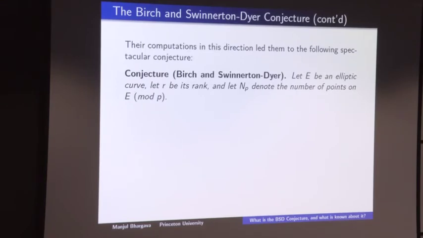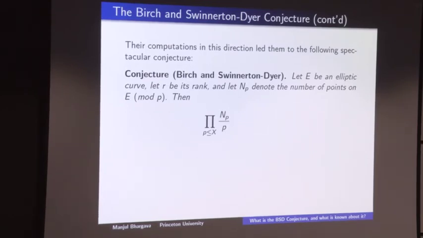It says that if E is an elliptic curve, y squared equals x cubed plus ax plus b, and if r is its rank, and if Np denotes the number of points on E mod p, so Np is about p, but not exactly, then suppose you take Np over p and multiply all these Np over p together for all p up to some large number x. So if the rank is small, then each Np over p should be about 1, and probably this product will look like 1. It will grow like 1, even as x gets bigger and bigger.